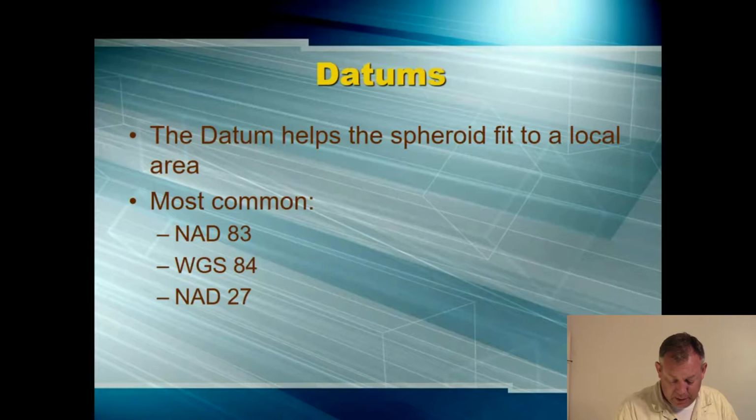The NAD stands for North American Datum, and the one was done in 1927, and then the other one was done in 1983. That's where the numbers come from. The WGS stands for the World Geodetic System, which was done in 1984. These are not the only ones.